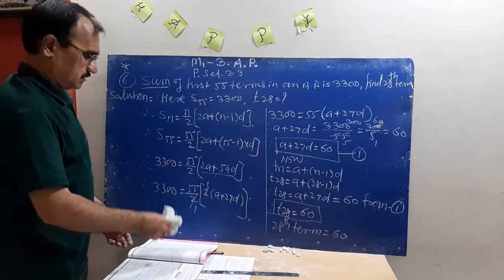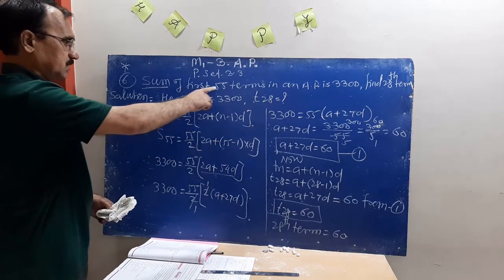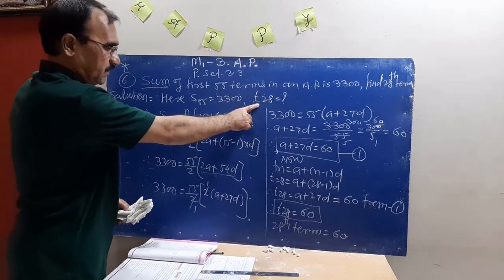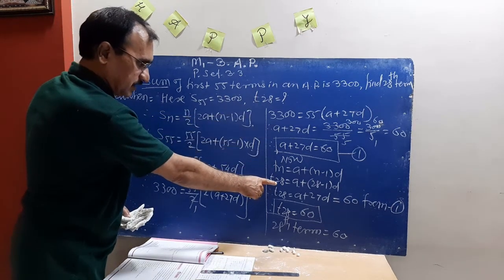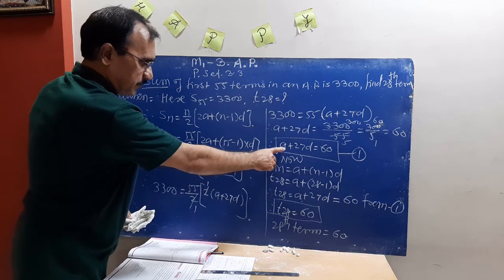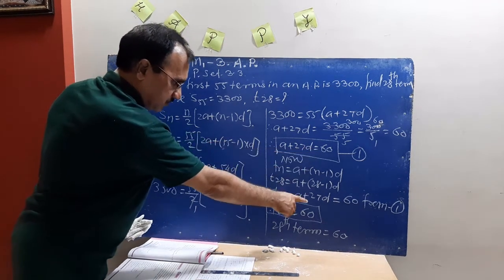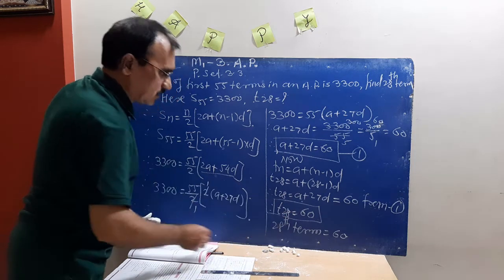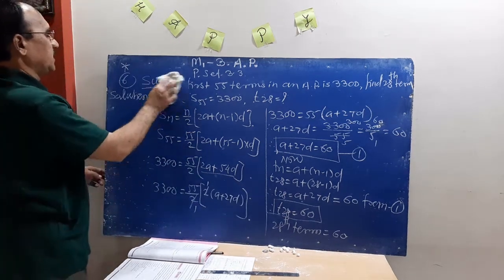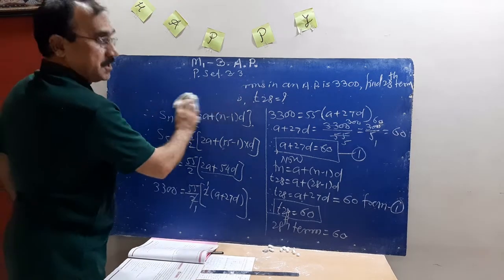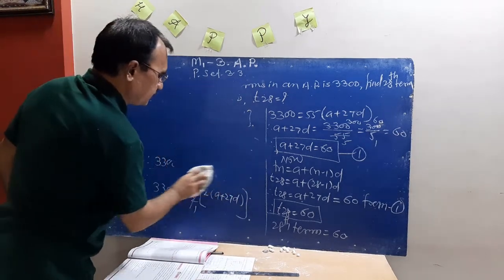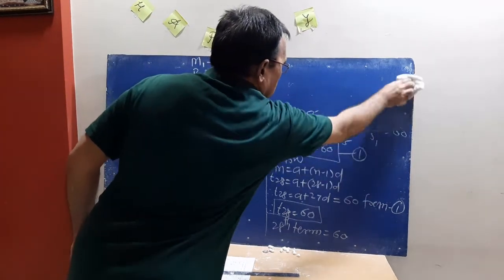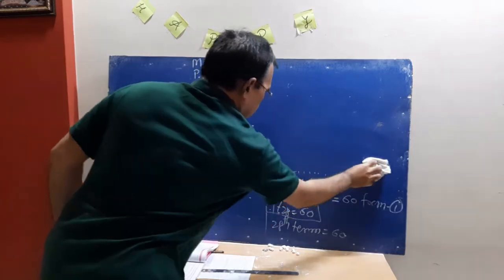And now this is the example. First the S55 is given, we can find this one. Then we have to find T28, we can use this formula, and then a plus 27d is equal to 60, we use the value here, and therefore the required term T28 is equal to 60. Very easy example, but important example. You are clever, therefore problem is never.